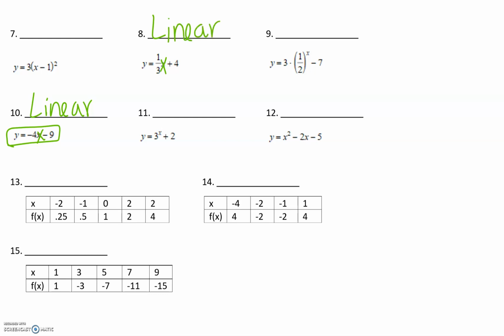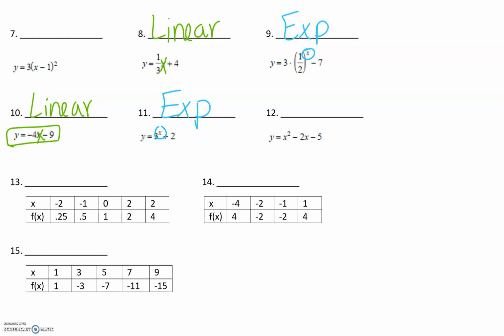Okay, exponentials are called exponentials because the x is in the exponent. So of these equations, which one has an x as its exponent? And that's going to be number 9. The x is in the exponent. And number 11, the x is in the exponent.